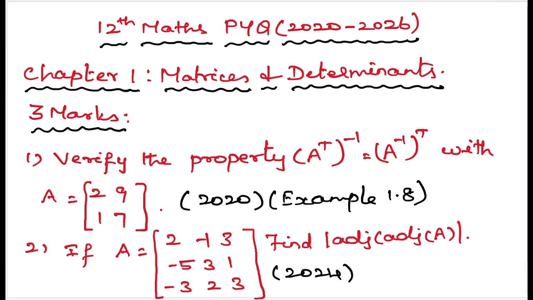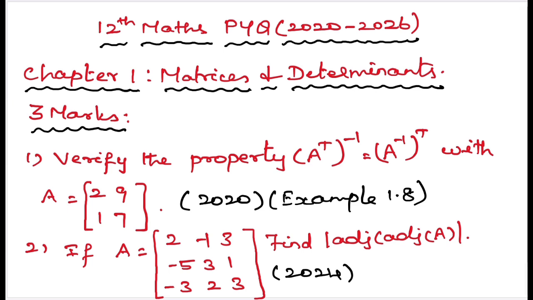First question, verify the property A transpose the whole inverse is equal to A inverse the whole transpose with A is equal to matrix of 2 9 1 7. இது 2020 ல கேட்ட question. இது நம்ம bookல example 1.8.